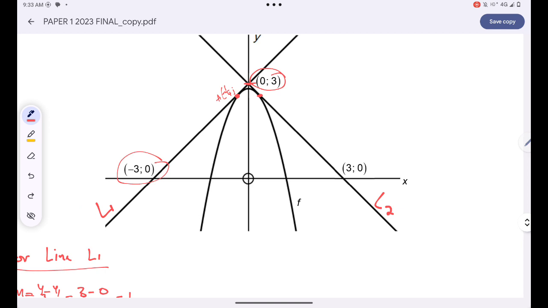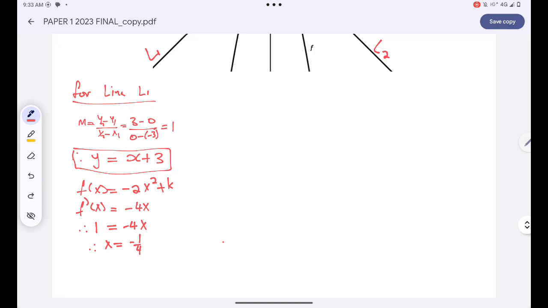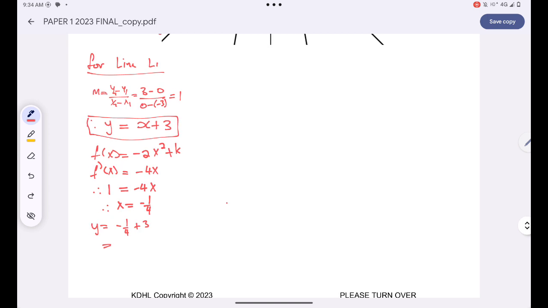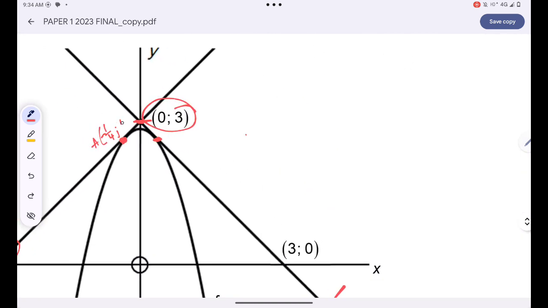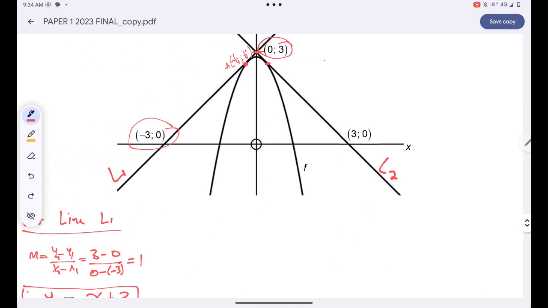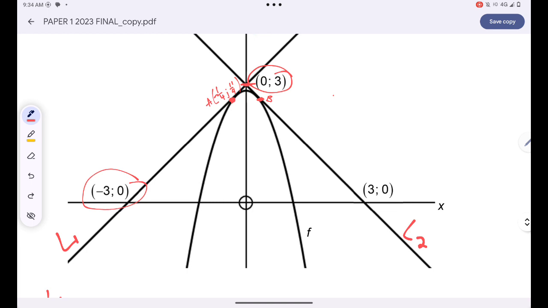Now I want to find the corresponding y value. I can simply use the equation of my line to find the corresponding y value if x is equal to negative 1 over 4. And then this will just give me an answer of 12 minus 1 over 4, that's 11 over 4. So the corresponding y value over there is 11 over 4. Let's go, guys, and do the same thing for line L2 and find the coordinates over there. We'll call this point B, the point of contact between the tangent and the curve.